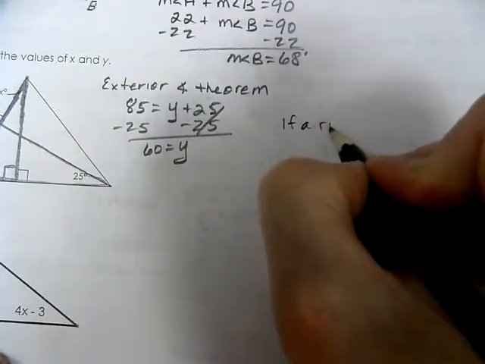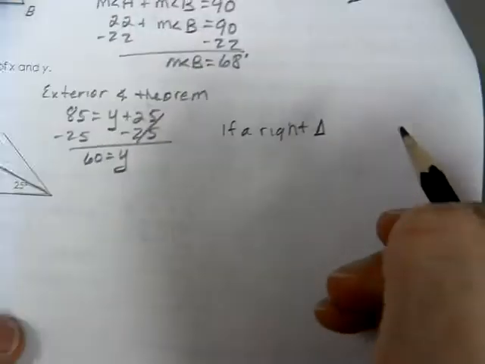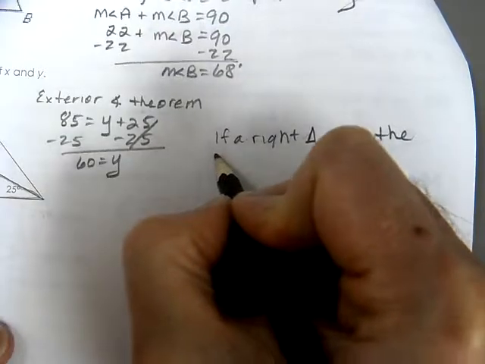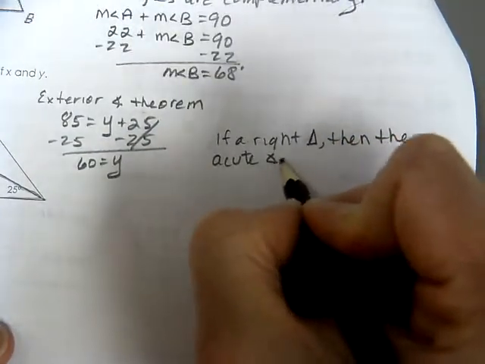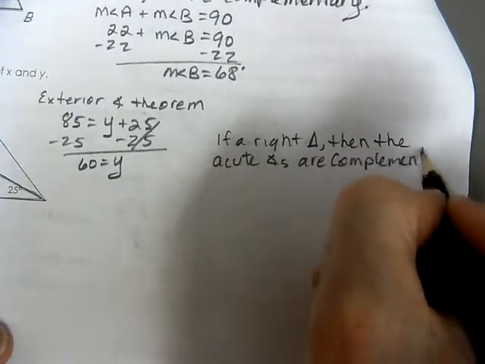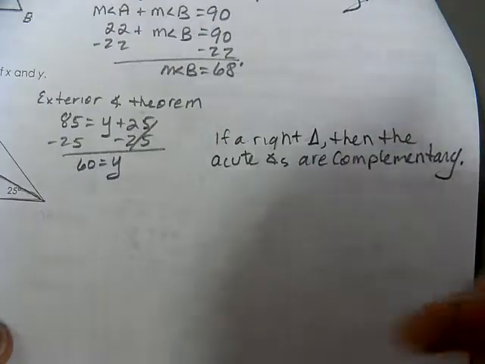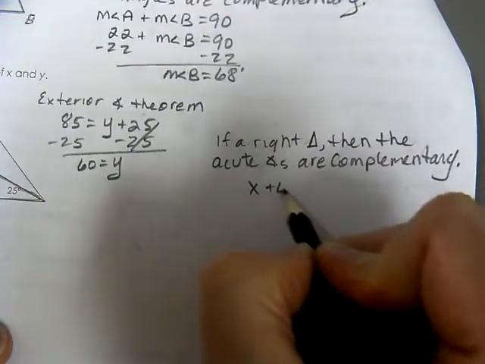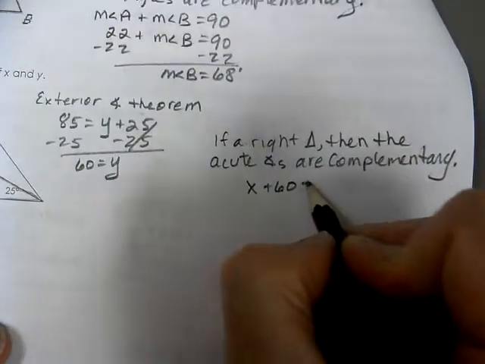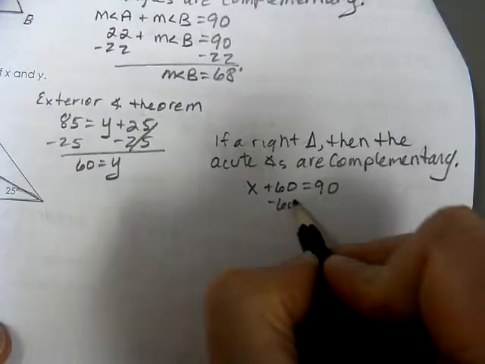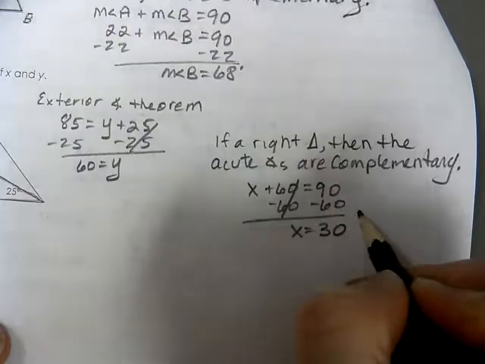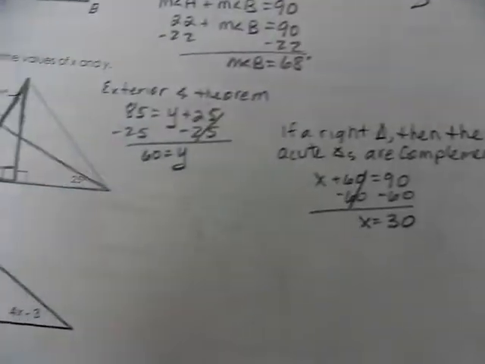If a right triangle, then the acute angles are complementary. So that means x plus 60, or we could actually call it y, but we know y is 60, has to equal 90 degrees. So that tells us that the x value has to be 30.